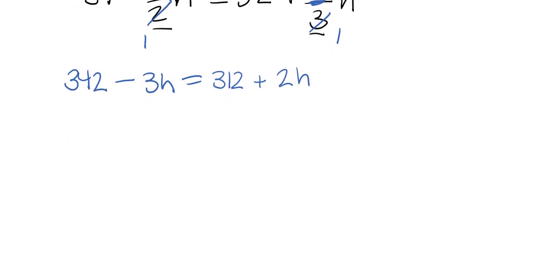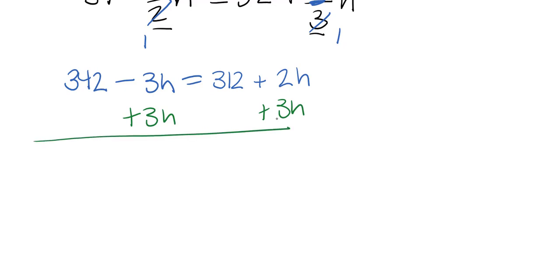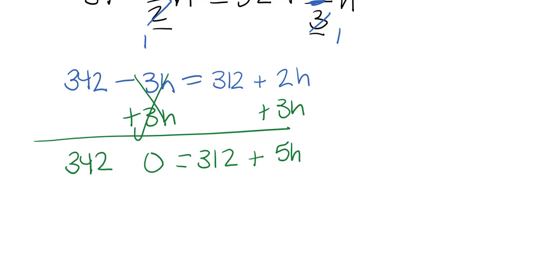Then we're going to have to get the h's to one side, so let's go ahead and add the 3h to both sides. Now we added because this is subtracting 3h, so we do the opposite, so we add, and we do it to both sides. This just becomes 0. Then 2h plus 3h is then 5h. Then let's just bring down the other numbers. Now we want this 5h by itself. So in order to do that, we're going to subtract 312 from both sides.